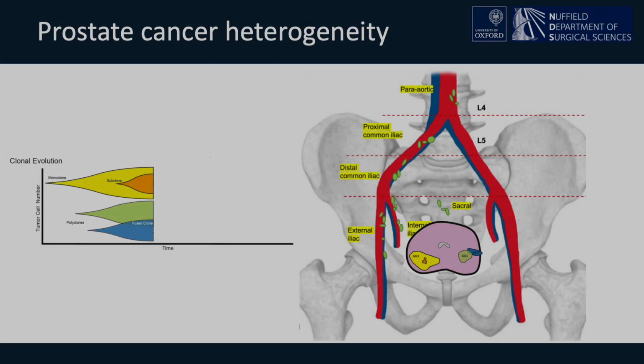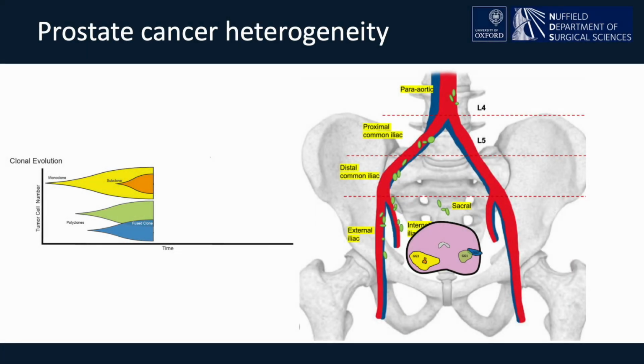The polyclonal evolution of prostate cancer poses a challenge for personalizing treatment. Here we illustrate predominant intermediate-grade disease. With progressive clonal evolution, subclones are formed, some with the capability to metastasize to distant sites such as lymph nodes and bone, underscoring the complexity of disease progression.